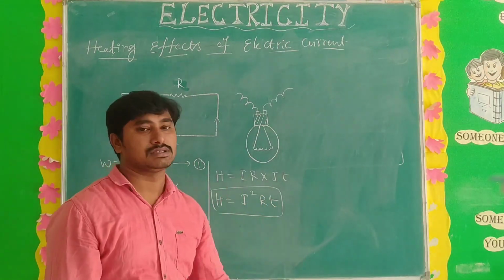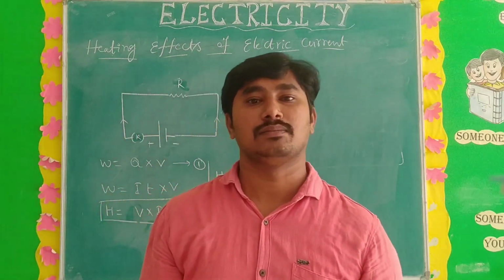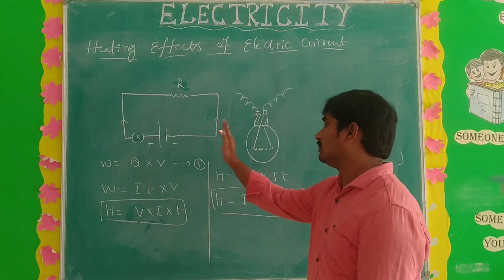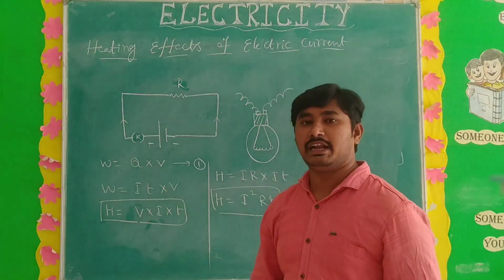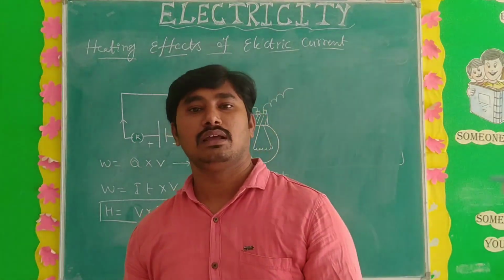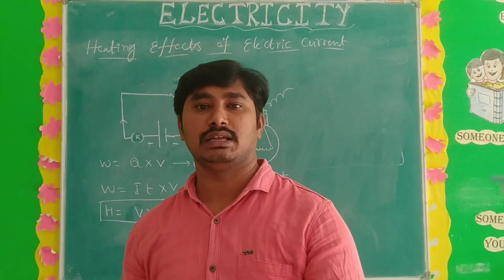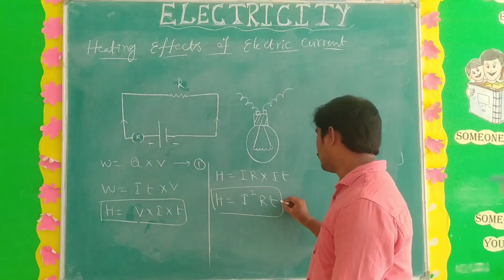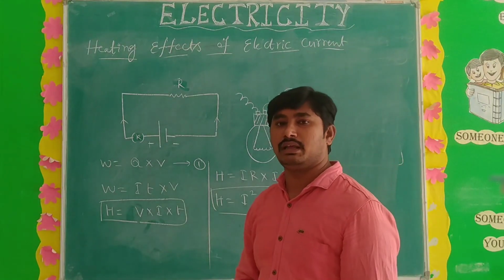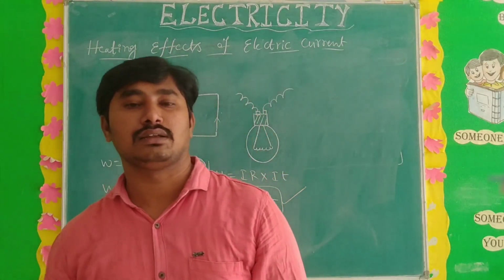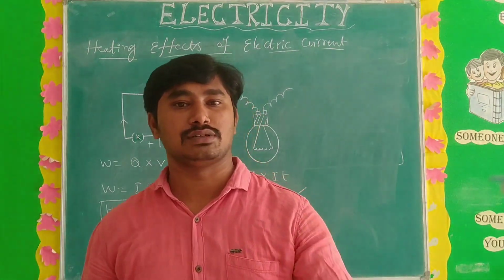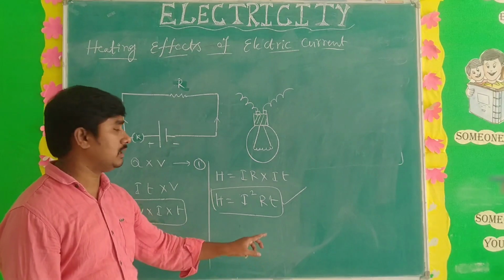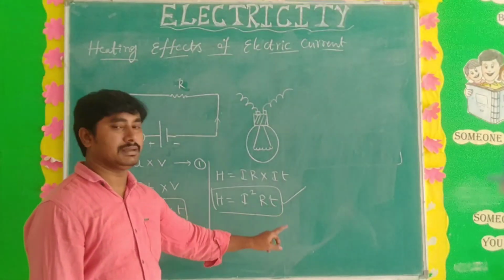This formula is known as Joule's law. Why? Because the scientist Joule did so much work on heat energy and the heating effect of electric current. That's why H is equal to I square RT is known as Joule's law of heating, or the heating effect of Joule. That is one more name for this formula. So what is the formula? H is equal to I square RT.